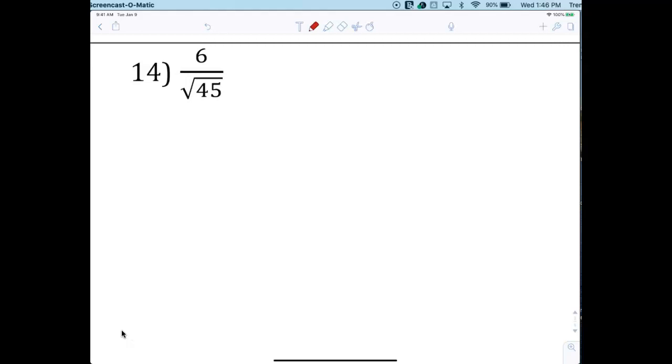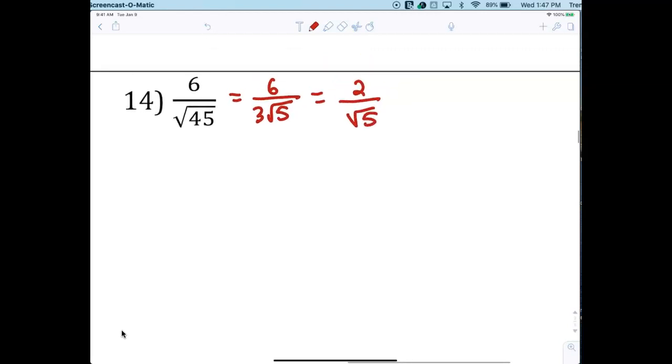You can tell me about radical 45. What is radical 45? At this stage we shouldn't be saying 9 times 5. We should just say I know 9 is in 45, therefore it is 3 radical 5. 6 over 3 radical 5. And what can I do? Reduce it. Then multiply by radical 5, and that equals 2 radical 5 divided by 5.